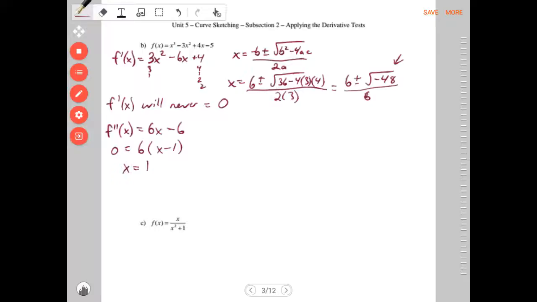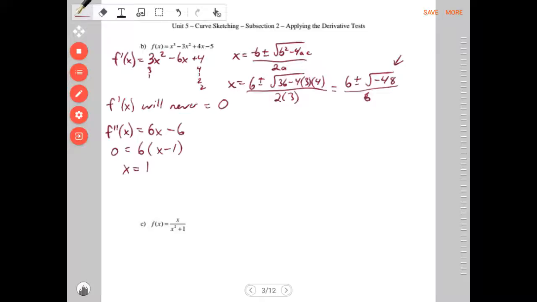Okay, we can do it that way. I guess I could have brought the 6 over and divided. Either way, x is 1. Okay, great. So this point here is going to be an inflection point at x is 1. So I guess we should try that.